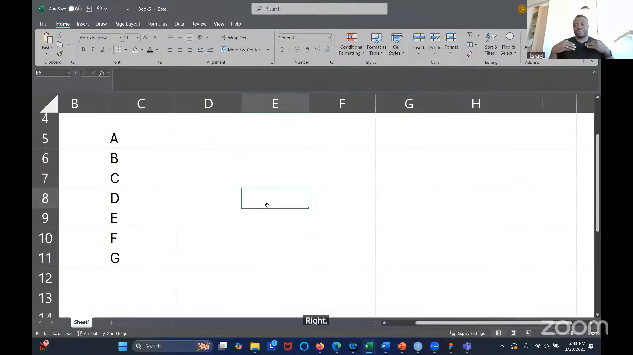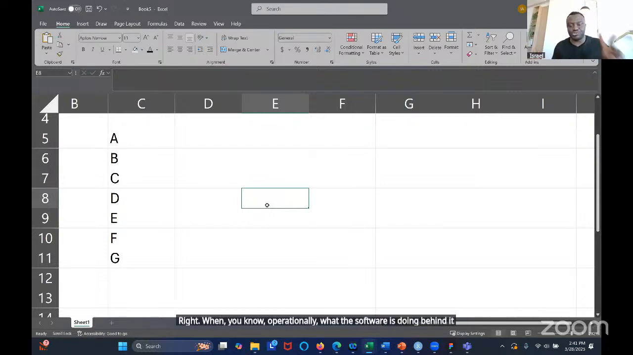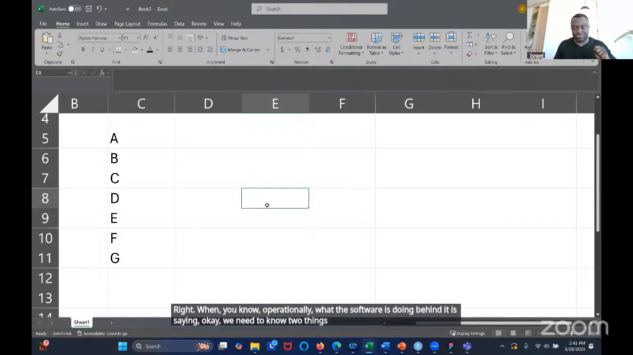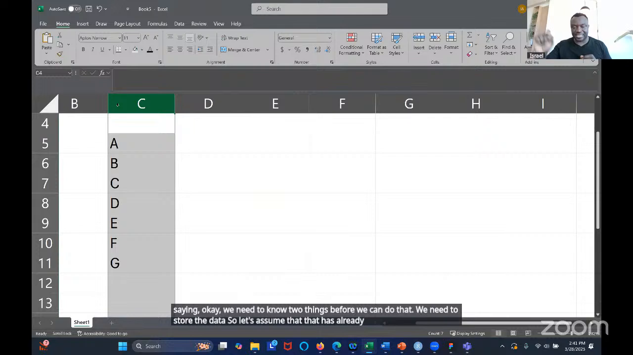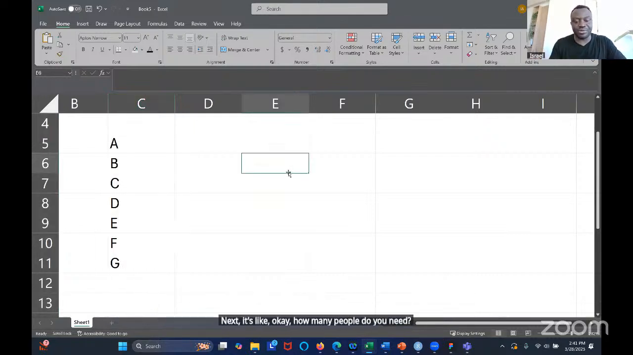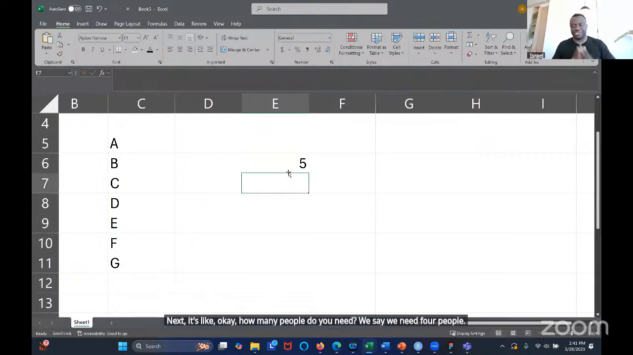And so operationally, what the software is doing behind it is saying, okay, we need to know two things before we can do that. We need to sort the data. So let's assume that it has already been sorted. So check on that. Next, it's like, okay, how many people do you need? We say we need 4 people. All right, check. We have that information already.